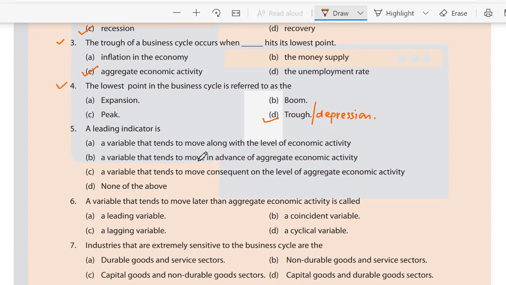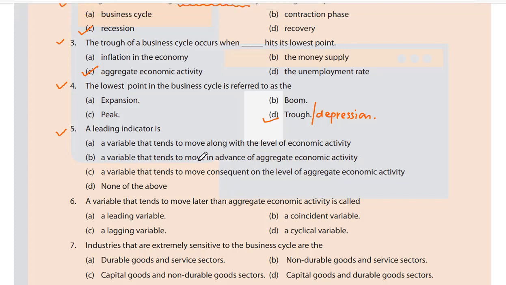Question number 5. A leading indicator is, so there are three types of indicators: a leading indicator, a lagging indicator, a coincident indicator, or concurrent indicator.